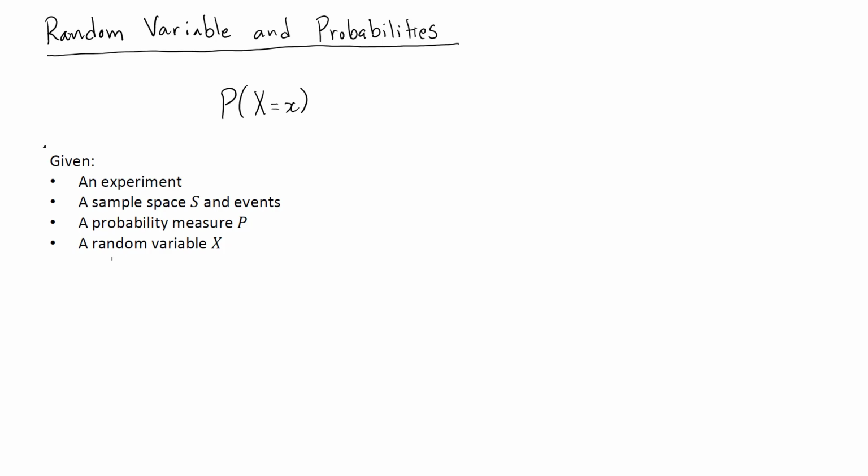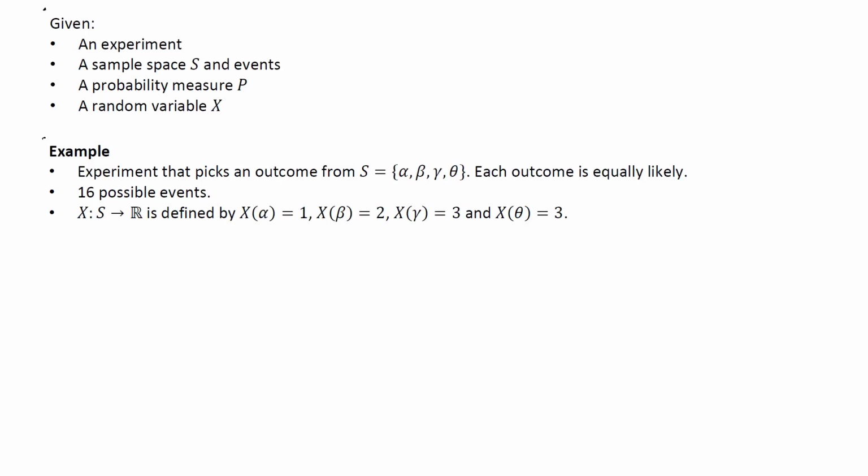And on all of this, we have defined a random variable X, which is simply a function from the sample space to the real numbers. So here's a particular example. We have a sample space S consisting of 4 Greek characters: alpha, beta, gamma, and theta. To make this example simple, we assume that each outcome is equally likely, which is not necessary. We consider all 16 possible events. There are 16 possible events, since we have 4 possible outcomes and 2 to the 4 is 16.